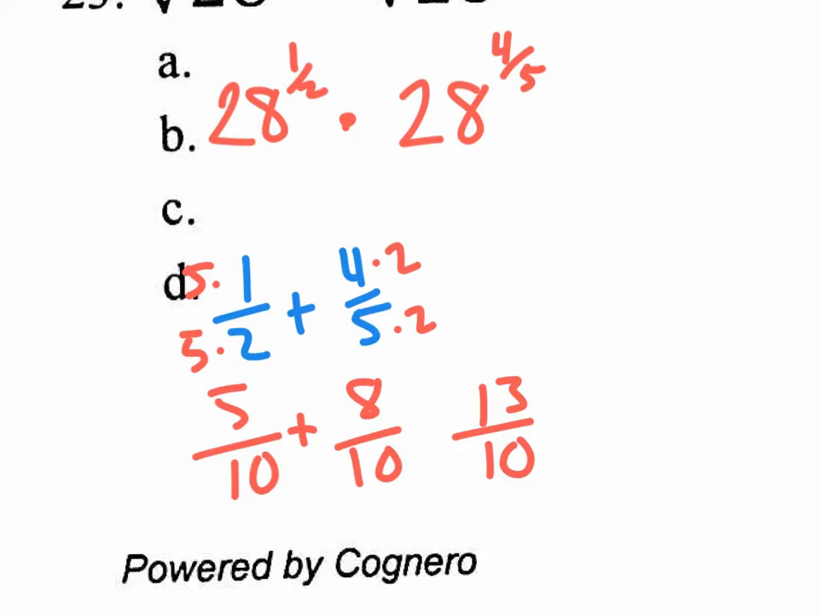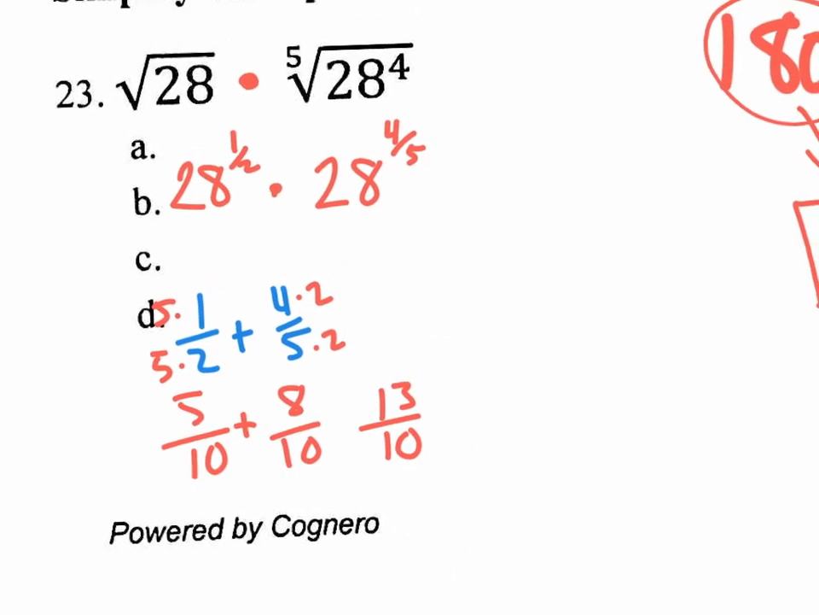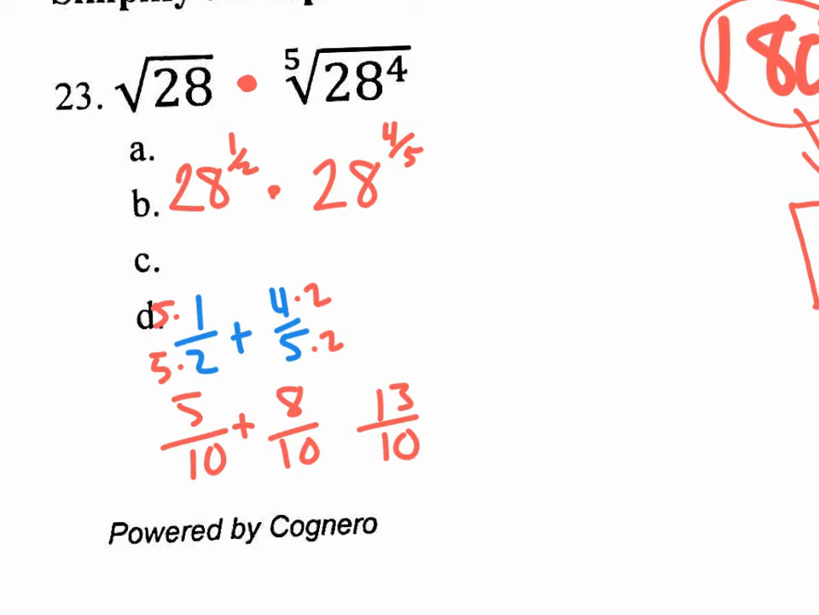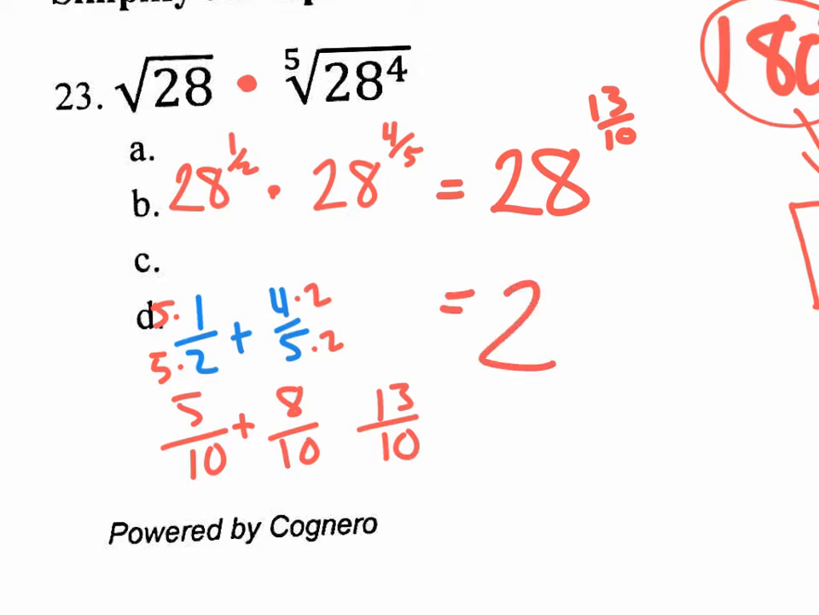Now that's not your answer, that's the exponent of your answer. So let's go back up to where we were and rewrite our answer as 28 to the 13/10 power. Now if you look for that answer on the multiple choice, it's not going to be there. Because first of all, that's an improper fraction, right? Which could be changed to a mixed fraction. 13 divided by 10 goes in one time, with a remainder of 3 over the original 10.